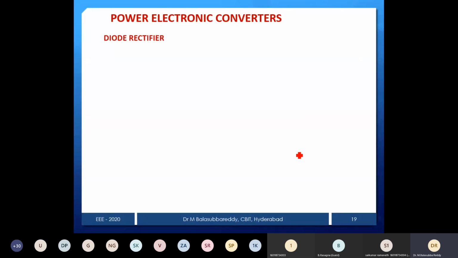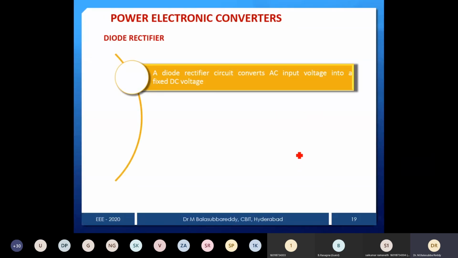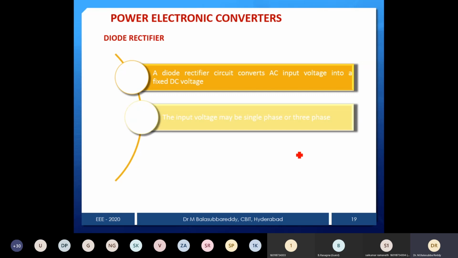So first we'll see the diode rectifiers. What is the function of a diode rectifier? As you are aware, a diode rectifier will convert fixed AC into fixed DC. It won't control. It is only fixed. But how will you get different voltage? If you change the input. Suppose instead of 200 volts, if you connect 300 volts, the output is going to change proportionately, but it is not a control. Only if input fluctuates, output is going to vary accordingly. That is the diode rectifier.